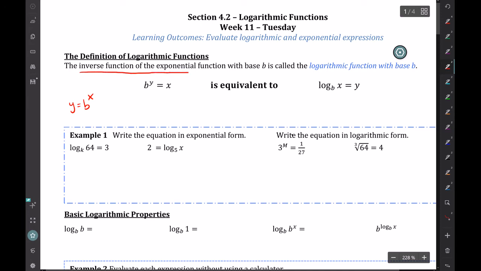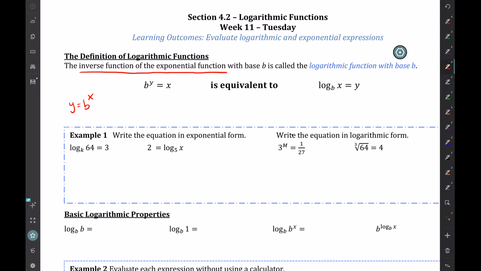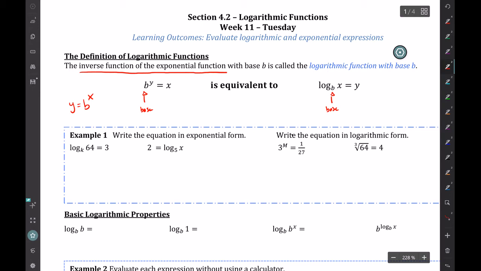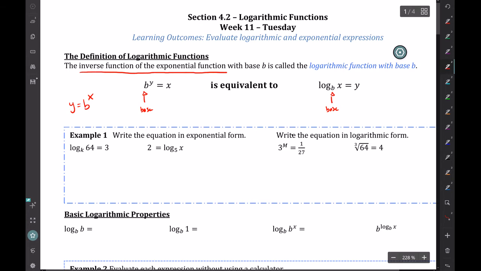The inverse function of the exponential function with base b is the logarithmic function with base b. Okay, so here b is the base, here b is the base. And x and y are both variables. So what does it mean to be the inverse function again? Remember, that means that f of f inverse of x equals x, and f inverse of f of x equals x, right? These functions undo each other.